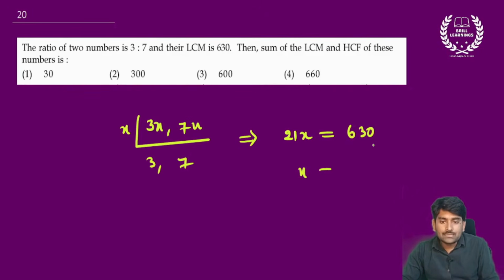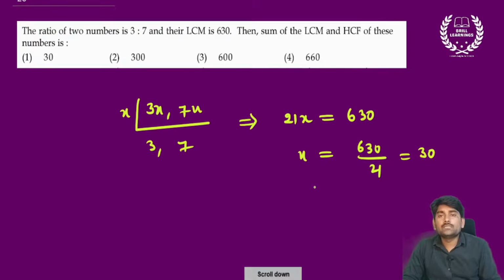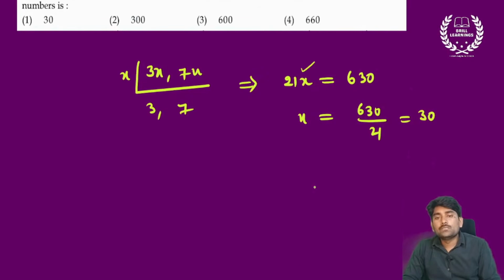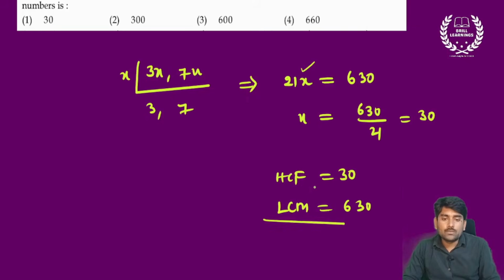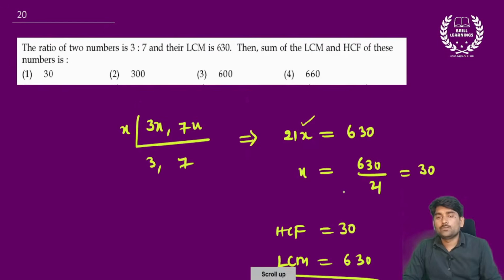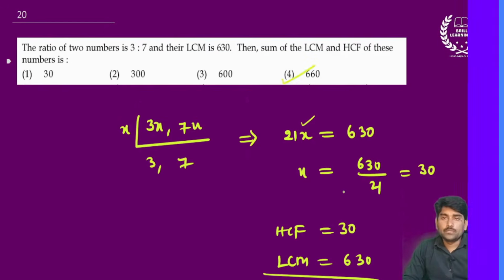So here x is the common factor, that is nothing but the highest common factor. So 630 by 21 gives us 30. This is our HCF because this is the value common in both numbers. That is why this is our HCF. HCF is 30 here, and the LCM they have given is 630. The sum of these two numbers they are asking about, 660 is our answer. The final one is the right answer.